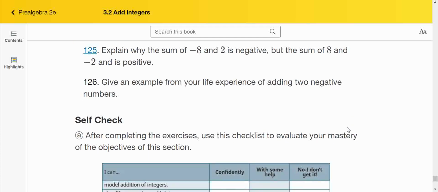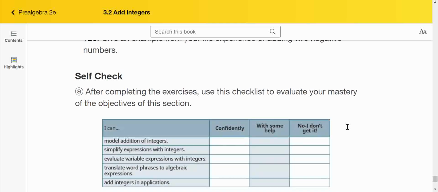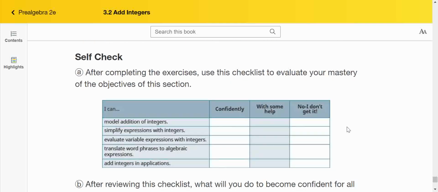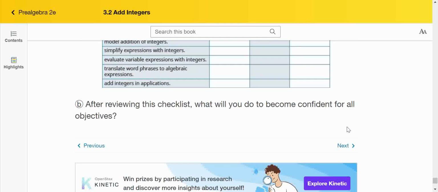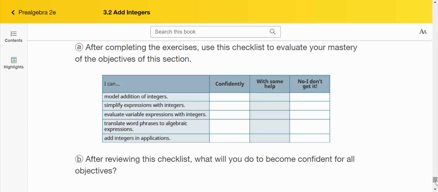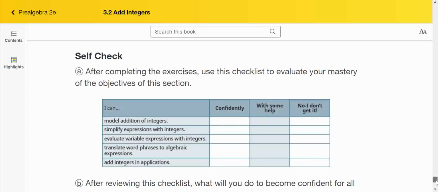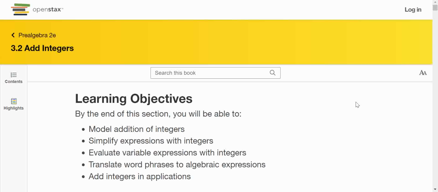Because many of these ideas will repeat themselves. They'll show up in some form or another, and so it's good to think about some of these things now. And that is chapter 3.2, add integers.